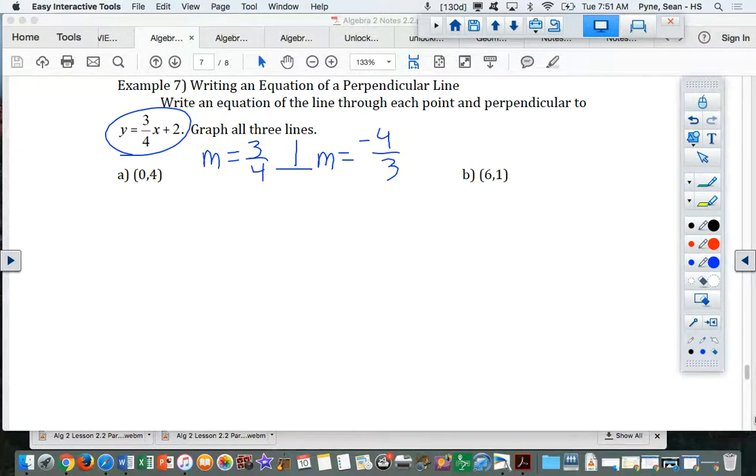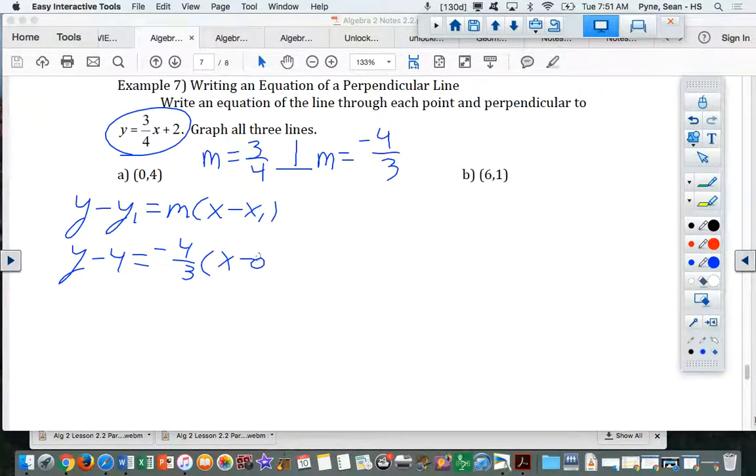Well, I have a slope and I have a point. What equation do I use? Does anybody know the name of it or how to say it? Slope and a point. Point slope form, which is y minus y1 equals m x minus x1. My new point, y minus 4, equals my new slope, negative 4 over 3, x minus 0.